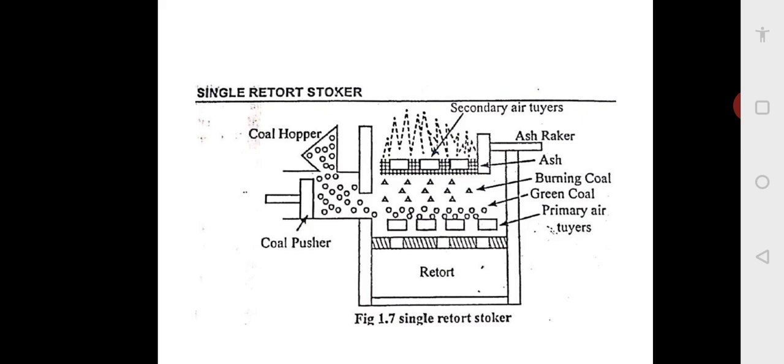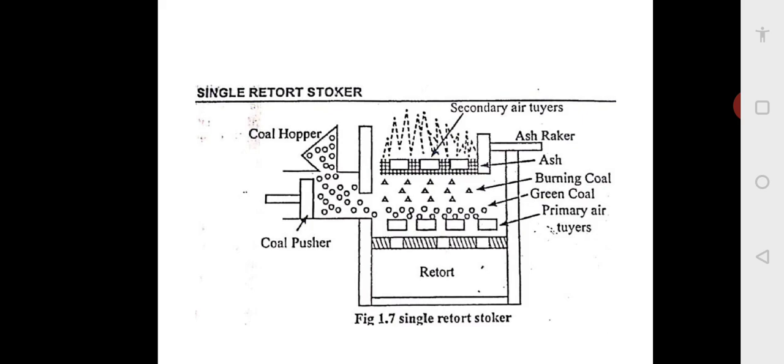When you see the right side, you can see first is the primary air, above that green coal, above that burning coal, and then on top is ash. So it is a bottom fed, underfeed retort. Above the green coal is the incandescent coal. An incandescent coke layer is formed, and above which the ash layer is formed.